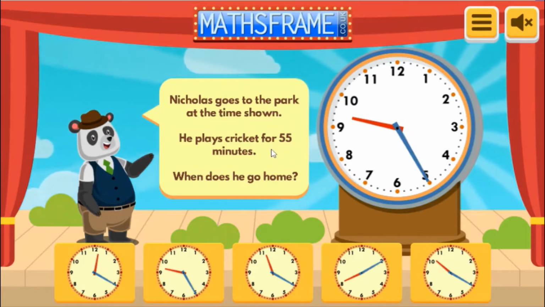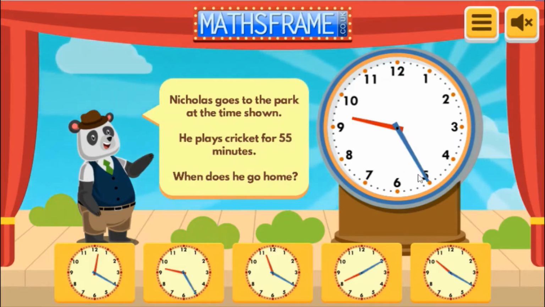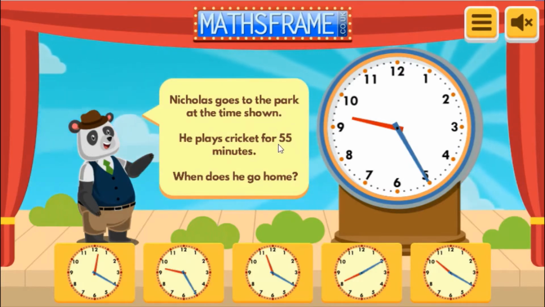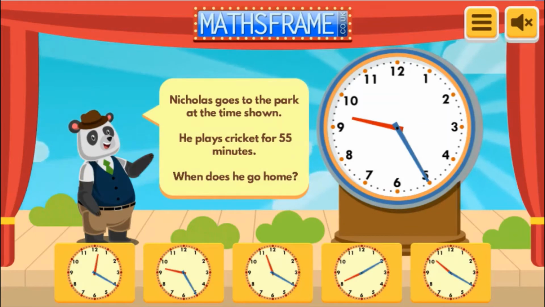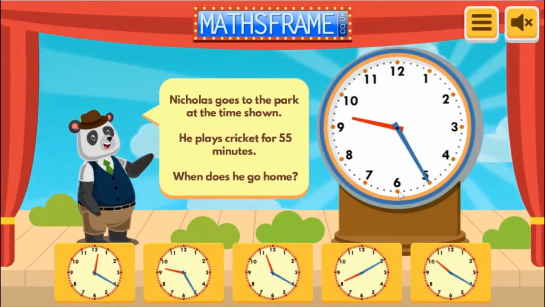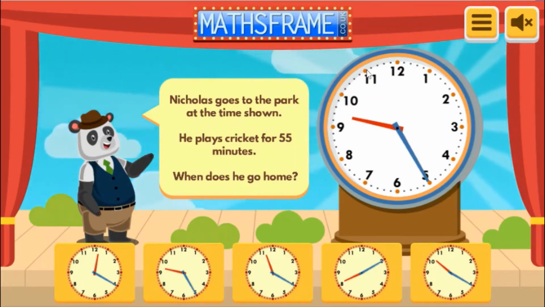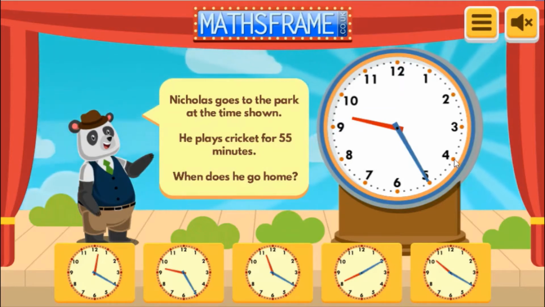Nicholas goes to the park at the time shown, so 25 past 9. He plays cricket for 55 minutes. When does he go home? So 55 minutes, okay? We need to add on 55 minutes to work out when he's going to go home. Now, as that's in 5s and the minute hand is right on a multiple of 5, the easiest thing to do is probably count along in 5s. So let's count up to 55. Count with me. 5, 10, 15, 20, 25, 30, 35, 40, 45, 50, 55.